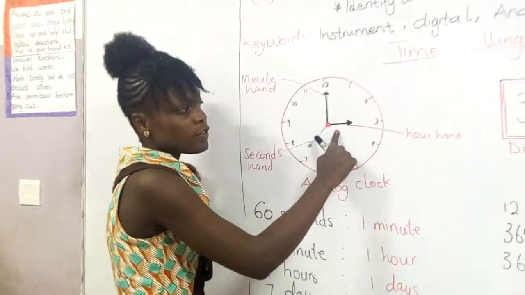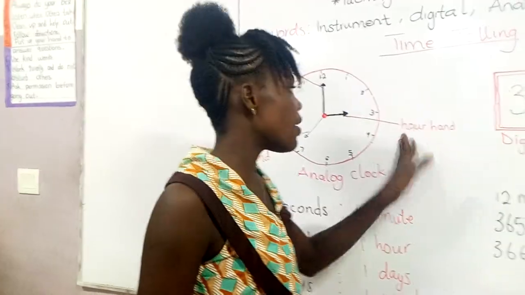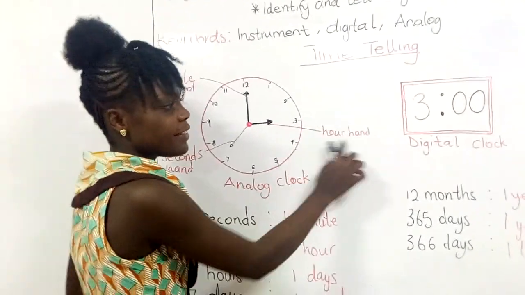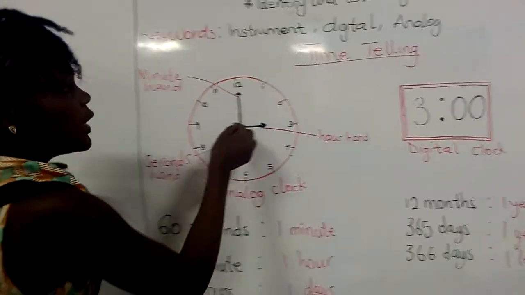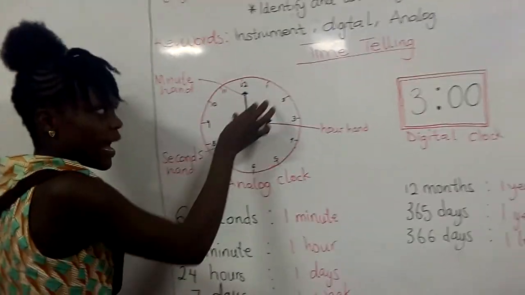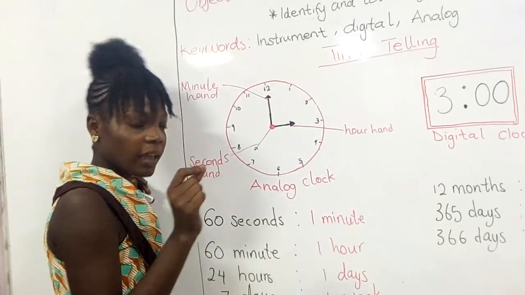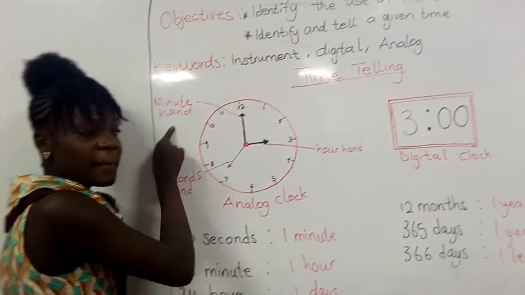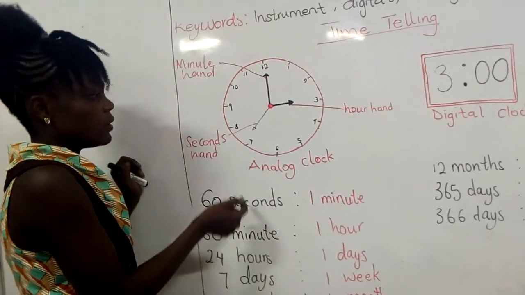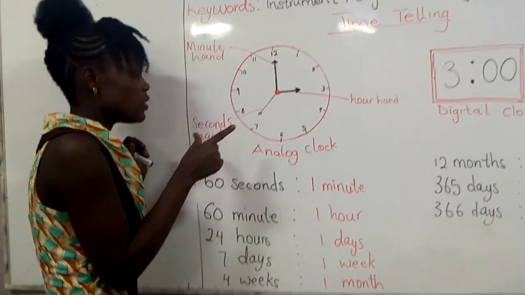Now, the short, thick line is used to tell the hour. So it is the hour hand. The long, thick line is used to tell minutes. So it's the minute hand. And the thin line is used to tell seconds.